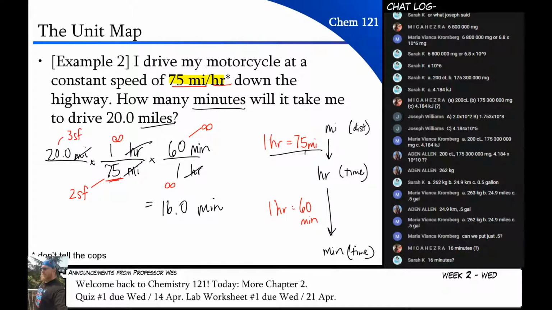So sometimes your conversions will control the number of sig figs in your answer. So be mindful. Look at all the numbers that are given to you so that you are getting the correct number of sig figs for your result at the end. So 16 is the correct answer. Very good.